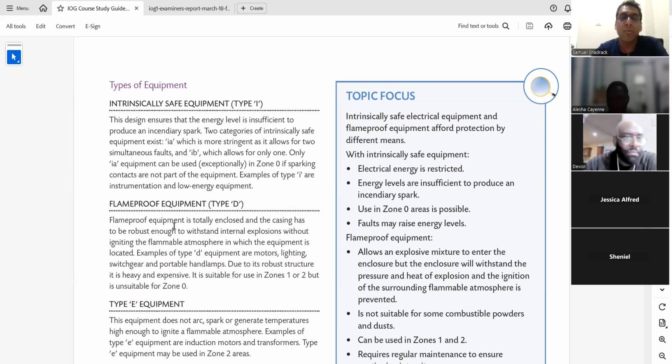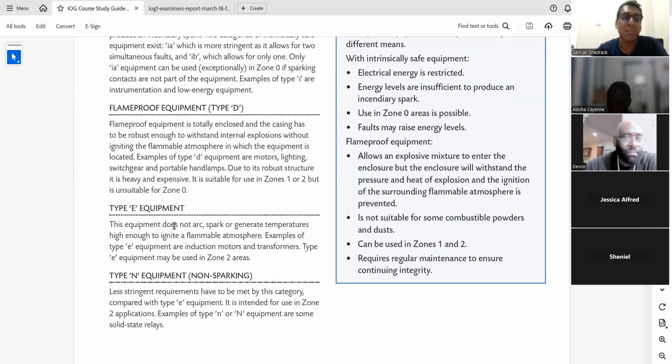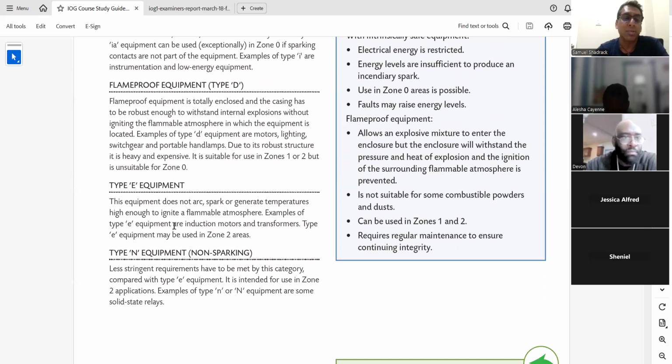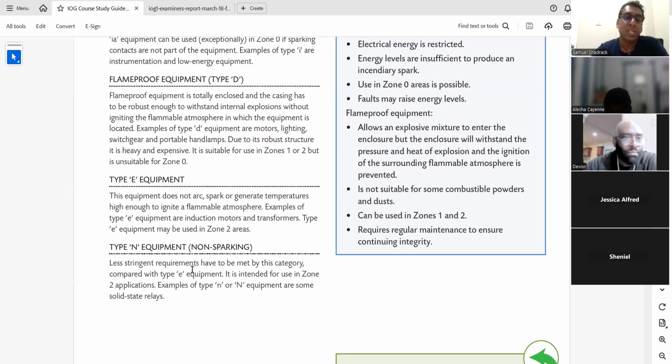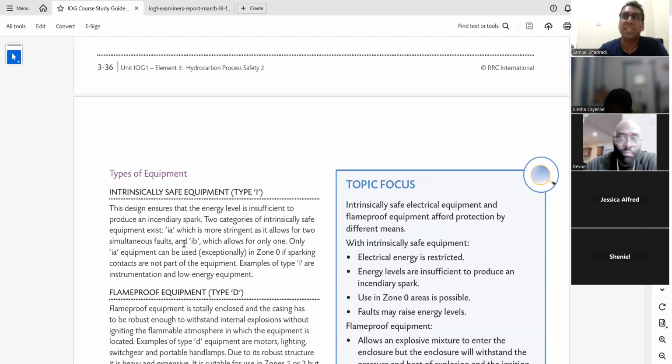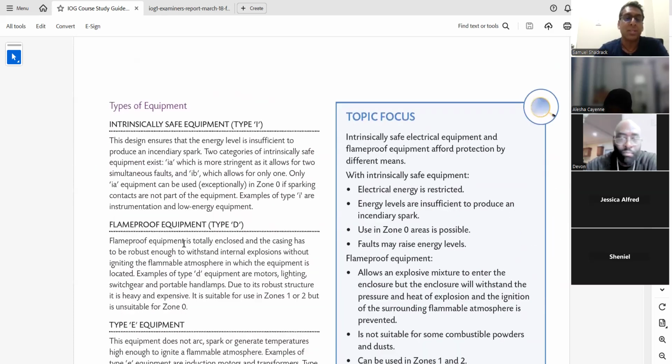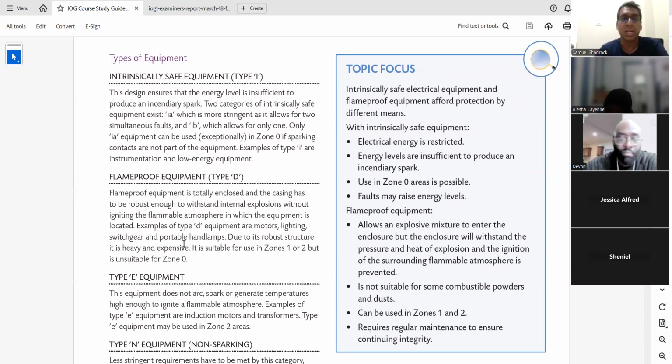Let me read the other one for you. Type N, non-sparking tools, right? So less stringent requirements have to be met by this category. Compared with the type E equipment, it is intended for use in zone 2 applications. So you use one that is non-sparking. Zone 2 is where it's likely the gas is there, so you kind of want a non-sparking tool anyway, right?